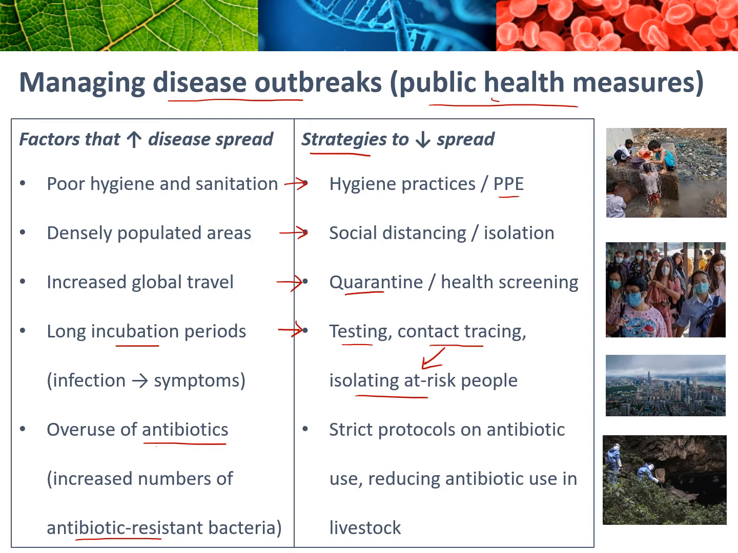But a strategy to try and decrease the rise of these antibiotic-resistant bacteria are things like having really strict protocols on antibiotic use. So, you can only get antibiotics from a doctor prescription. You can't just buy them for anything. And, aiming to reduce the use of antibiotics in livestock, because huge amounts of antibiotics are used in the farming industry, and that can contribute to this issue. Okay, so you just need to have an idea of different strategies that are used to reduce disease transmissions.